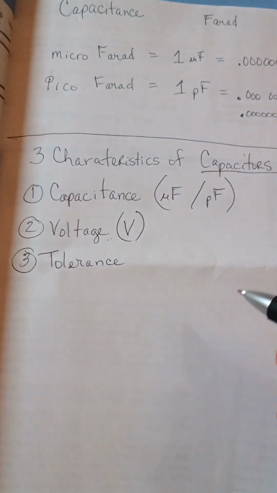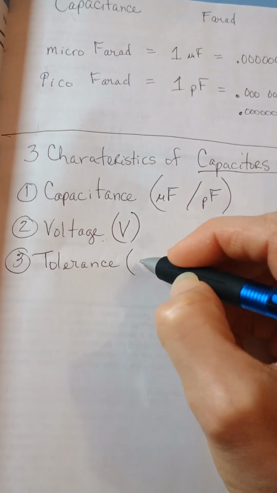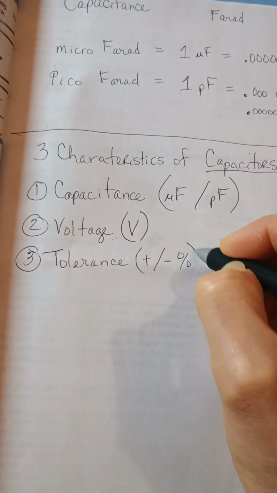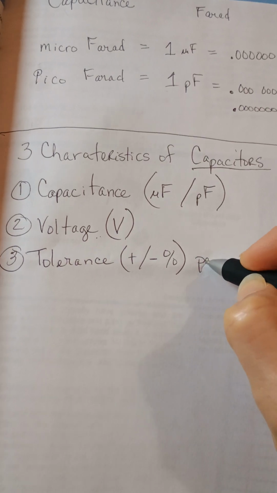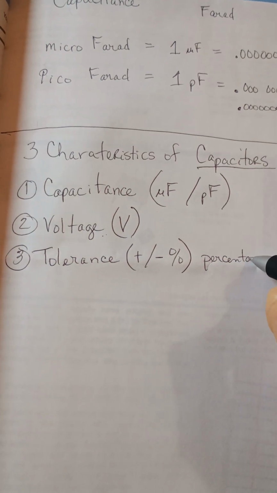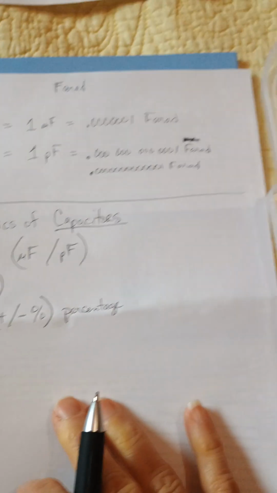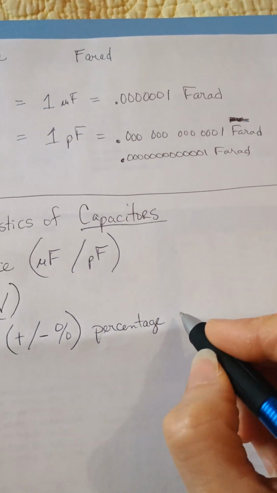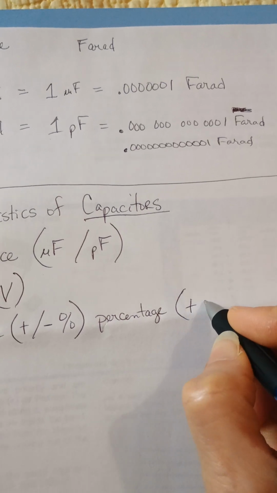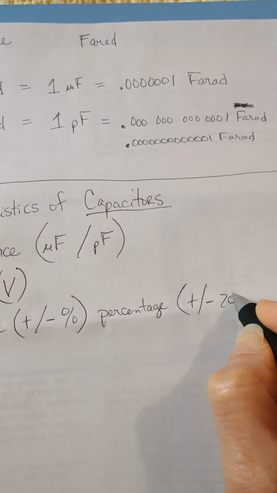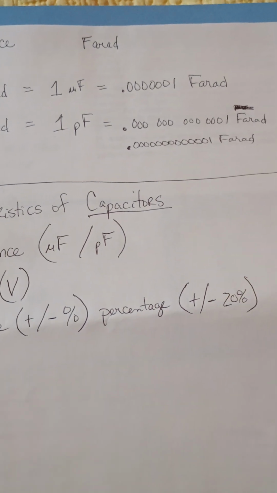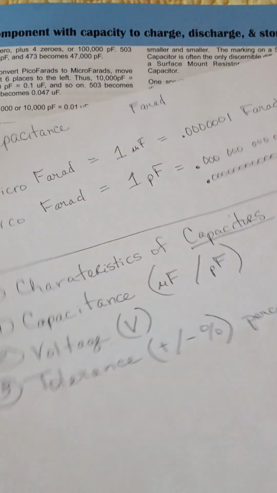All right, tolerance. We learned about this as well. Plus or minus a percent. It is measured in percentage, just like in a resistor, but in capacitors, it's a plus or minus 20%. Okay, which means 100.